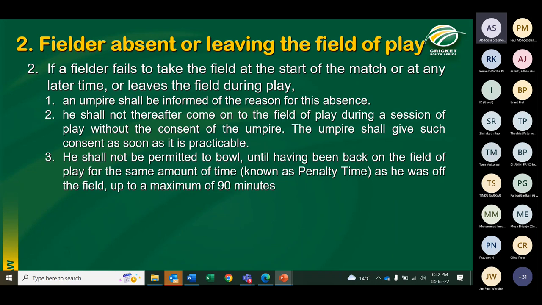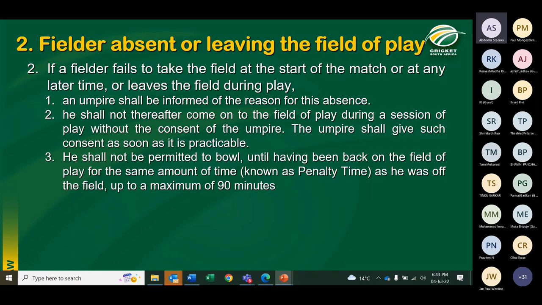Just to cover a bit of field craft, how to handle a player leaving the field. If a player comes to you saying, umpire, my shoulder or my hammy, I need to go see the physio, you then take out your book, you write down the player's name, you write down the reason why the player is leaving the field, and you write down the time when the player left the field of play.